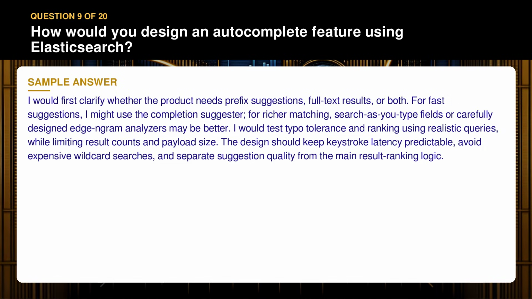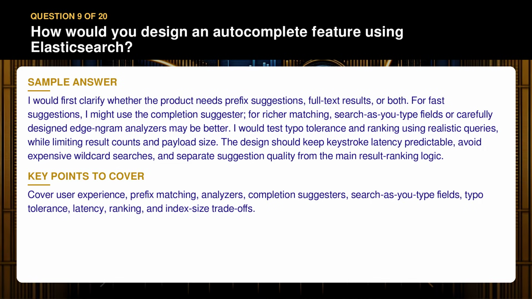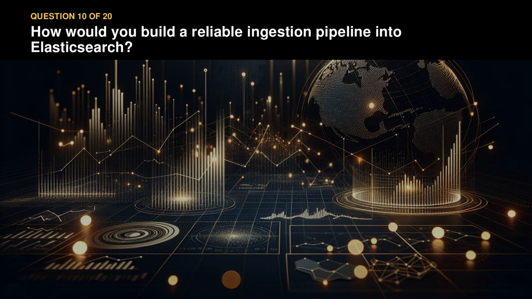The design should keep keystroke latency predictable, avoid expensive wildcard searches, and separate suggestion quality from the main result ranking logic. Cover user experience, prefix matching, analyzers, completion suggesters, search as you type fields, typo tolerance, latency, ranking, and index size trade-offs. Question 10. How would you build a reliable ingestion pipeline into Elasticsearch?